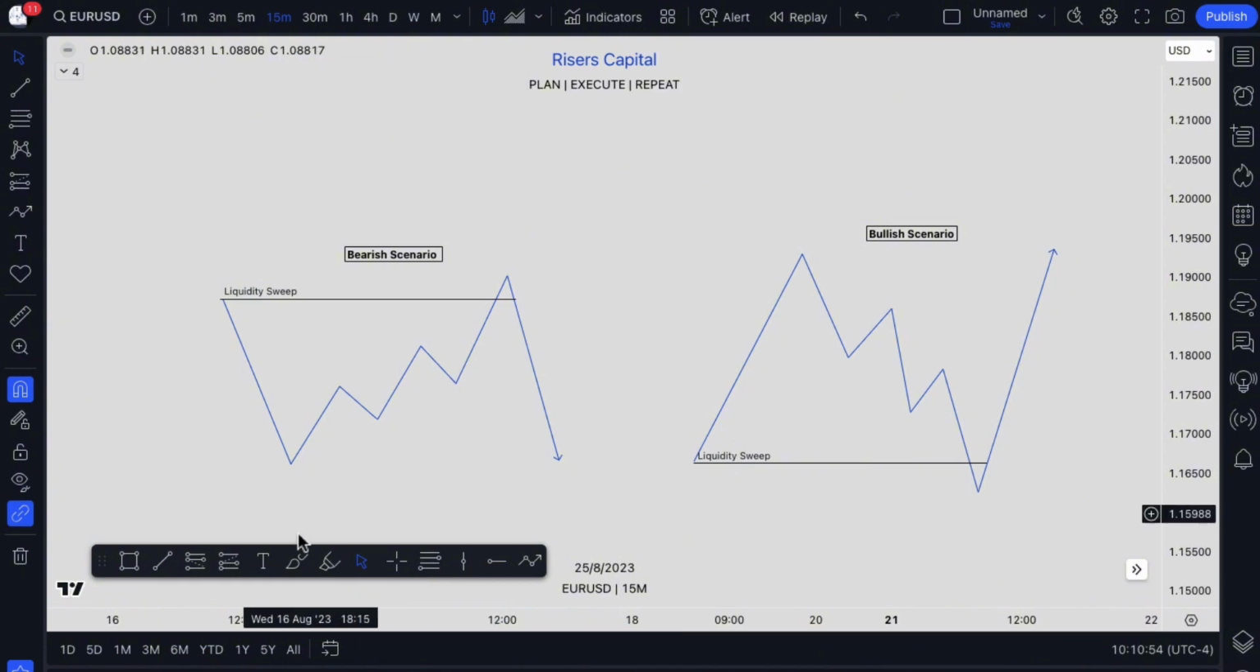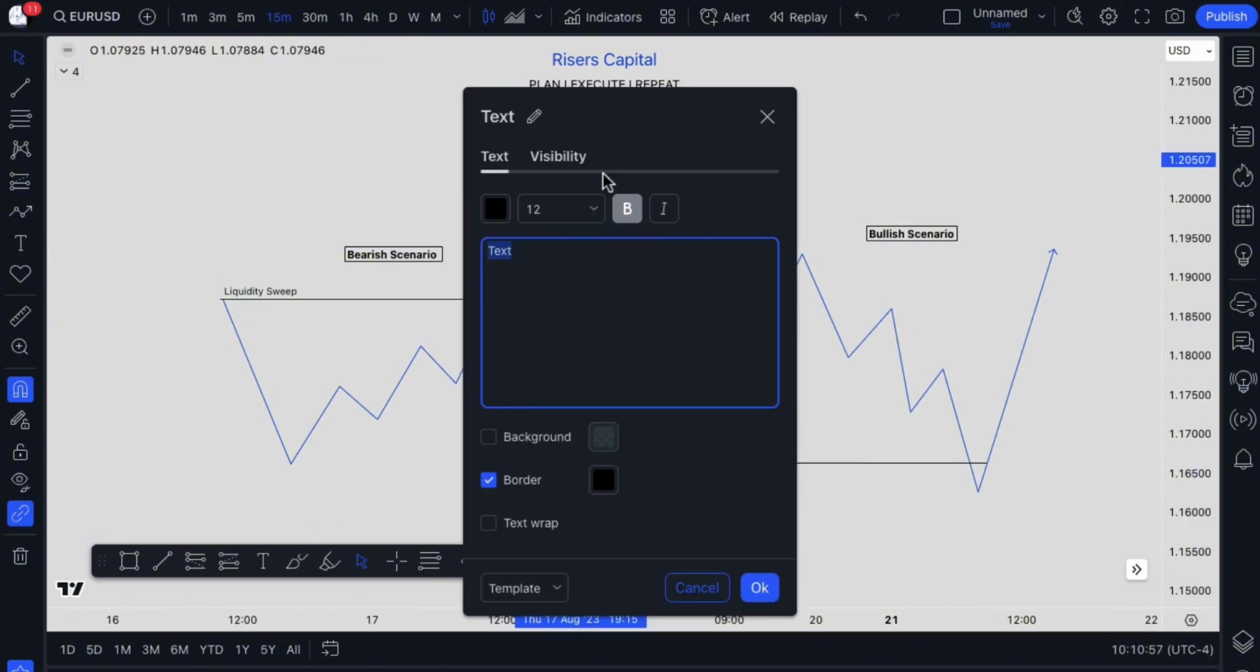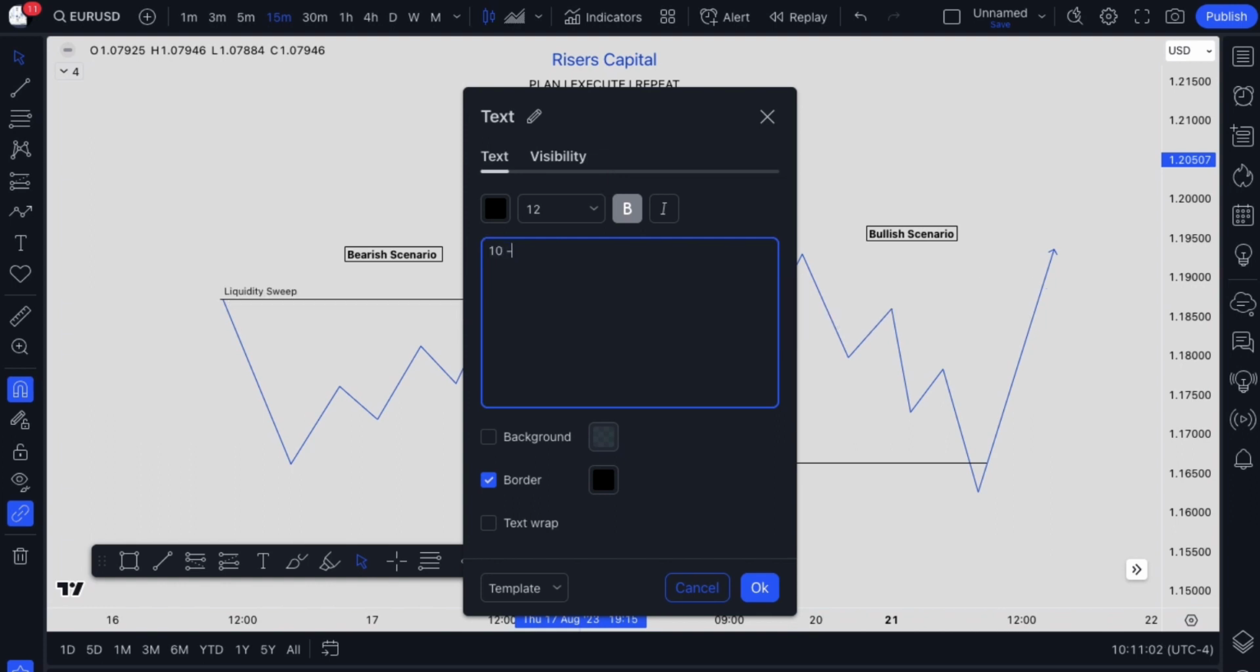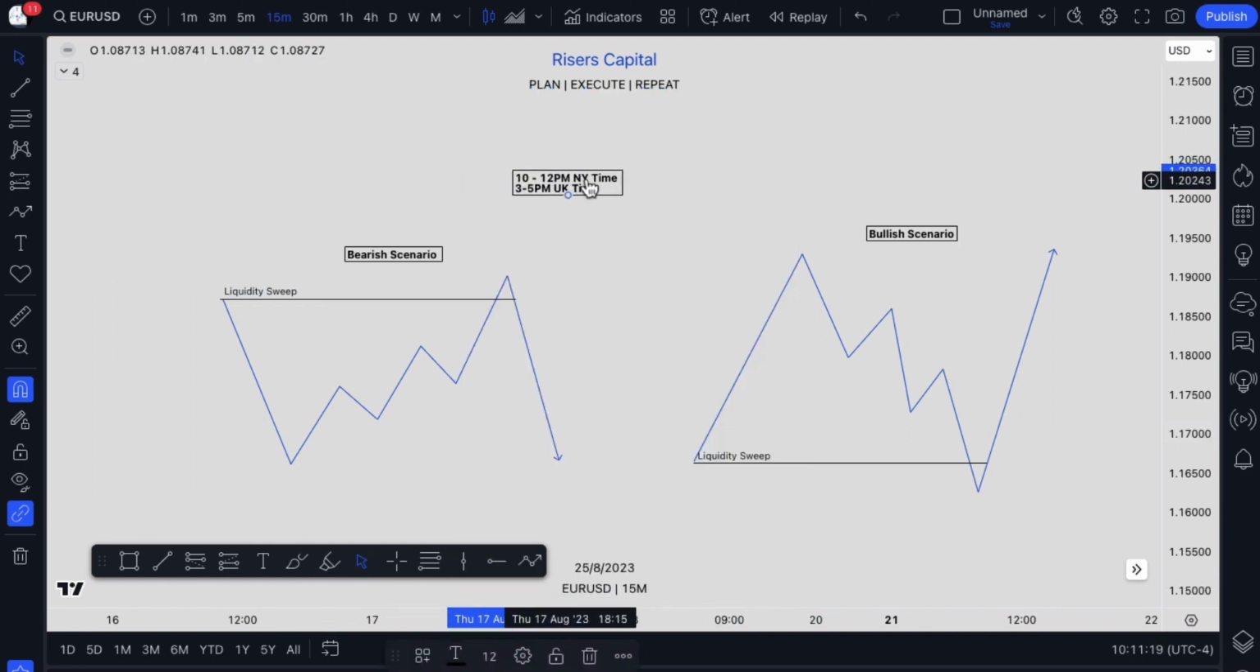So firstly we need to go through what time is the London kill zone. Well, the London kill zone is 10 to 12 p.m. New York time, which is actually 3 to 5 p.m. UK time. So you need to look during these hours on this kill zone. This is the London close kill zone, 10 to 12 p.m. New York local time, which is 3 to 5 p.m. UK time.